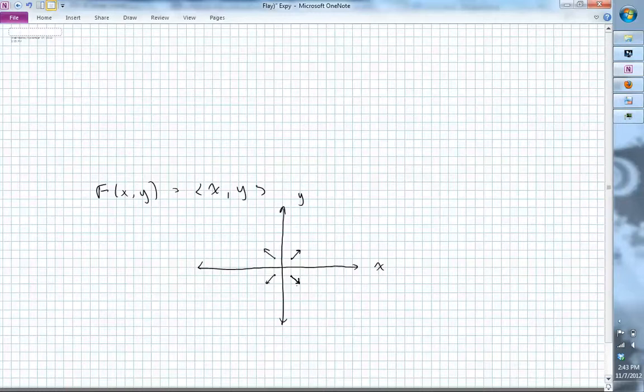Let's see what happens if we go a little bit further out. For example, let's go out to 3, 3 here. So what vector am I supposed to attach to 3, 3? 3, 3. And that means go plus 3, plus 3. And you can imagine, again, I can repeat this process all the way around. And I get something like that. And you might think, oh, this isn't so bad. And it's not. It's a little tedious, but it's not so bad.